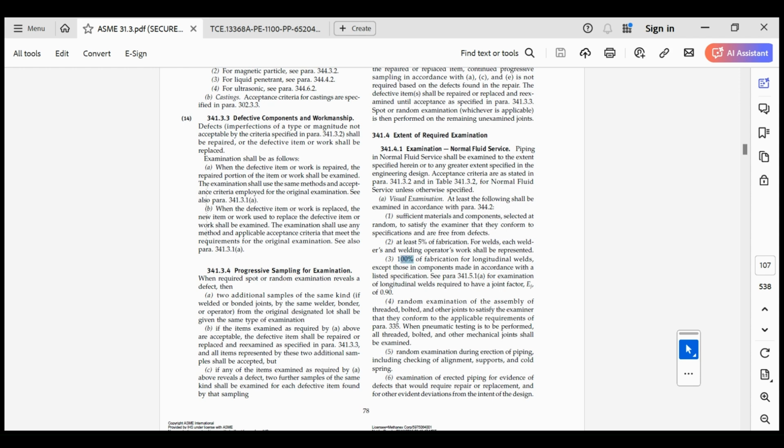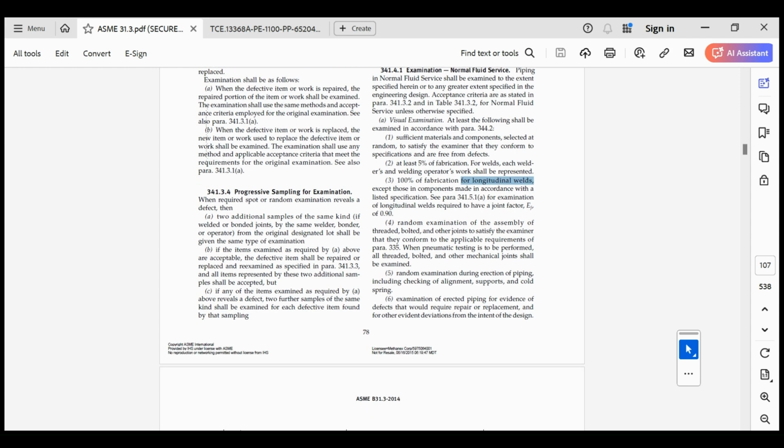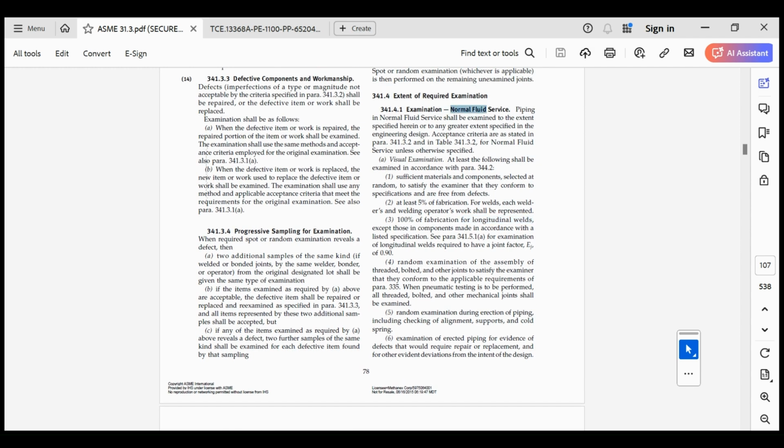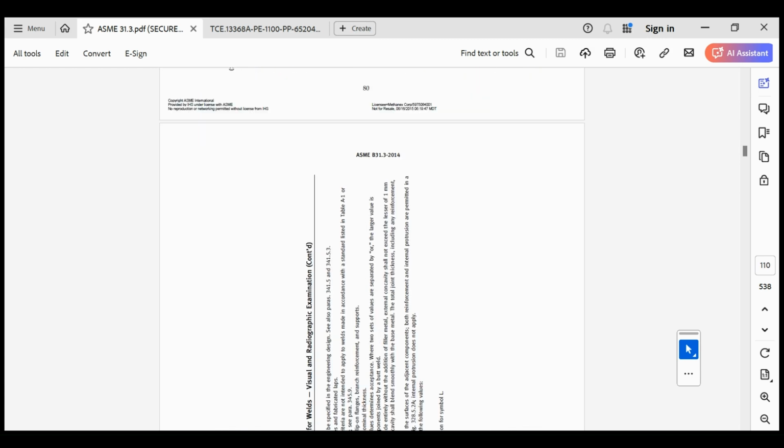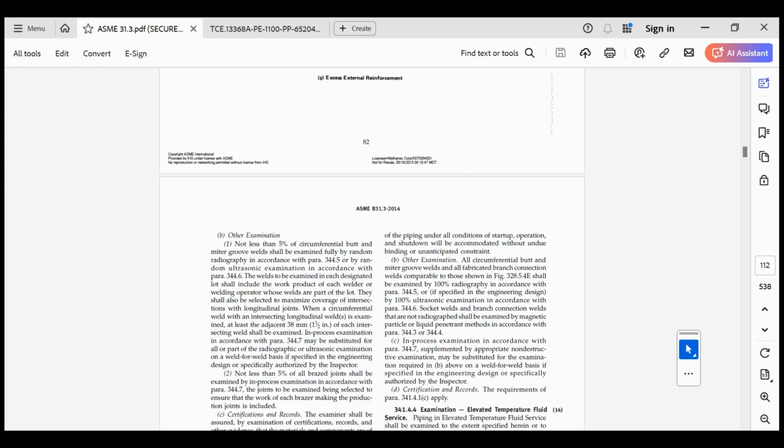Then it is talking about 100% of fabrication for longitudinal welds, right? Any welder, any number of welds, for longitudinal welds 100% of fabrication has to be examined. So this way there are so many clauses related to category N, normal fluid service. Now let us look at similar things for another category.